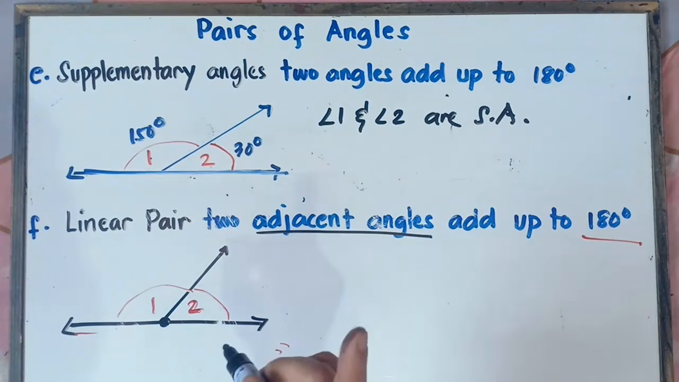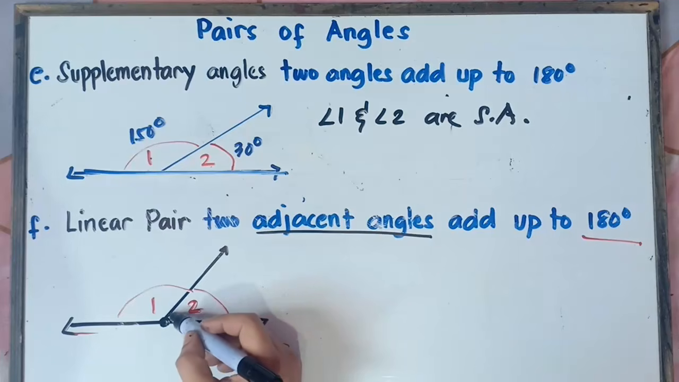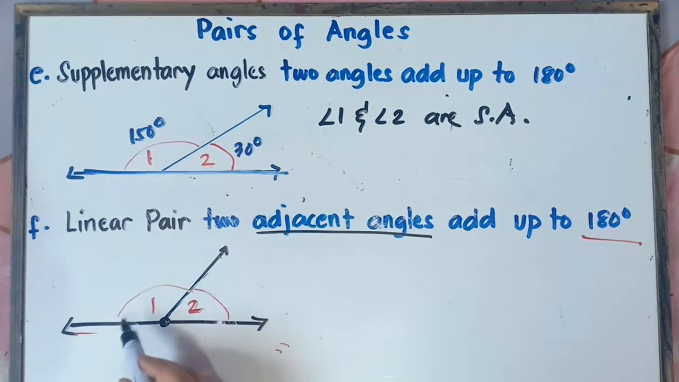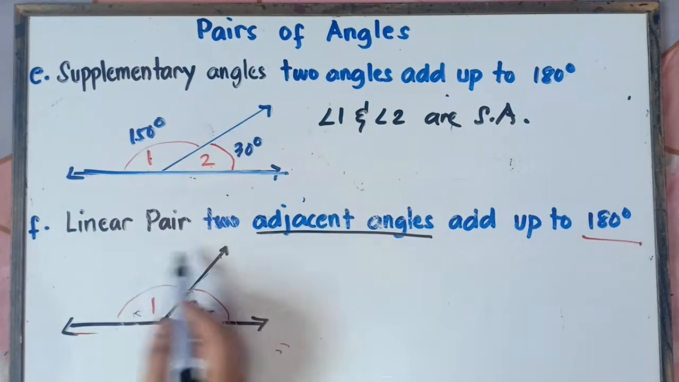We already explained this one, class, adjacent angles. They share a common vertex and they share a common side. Now, if they add up to 180 degrees, therefore, class, you can call this one a linear pair. Once again, class, you can call this one a linear pair because if you add the two angles, there will be 180 degrees, and the two angles are adjacent angles, therefore we call this one a linear pair.